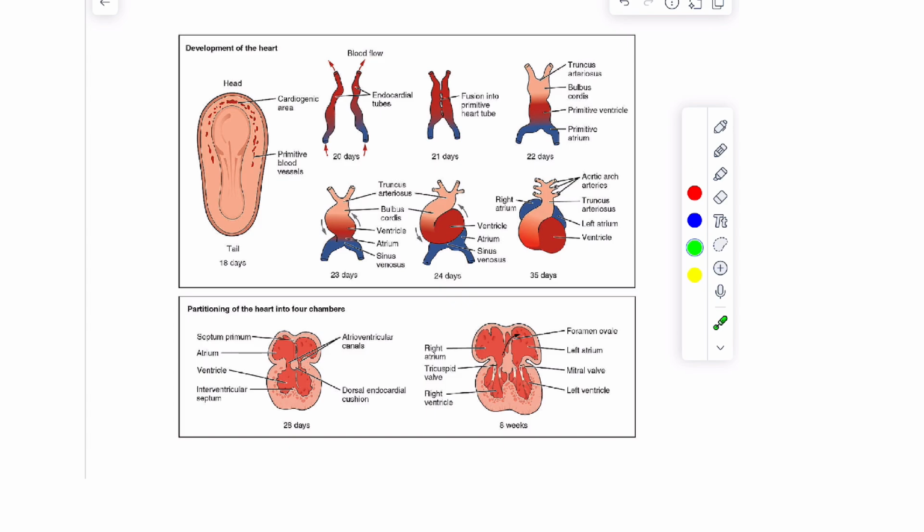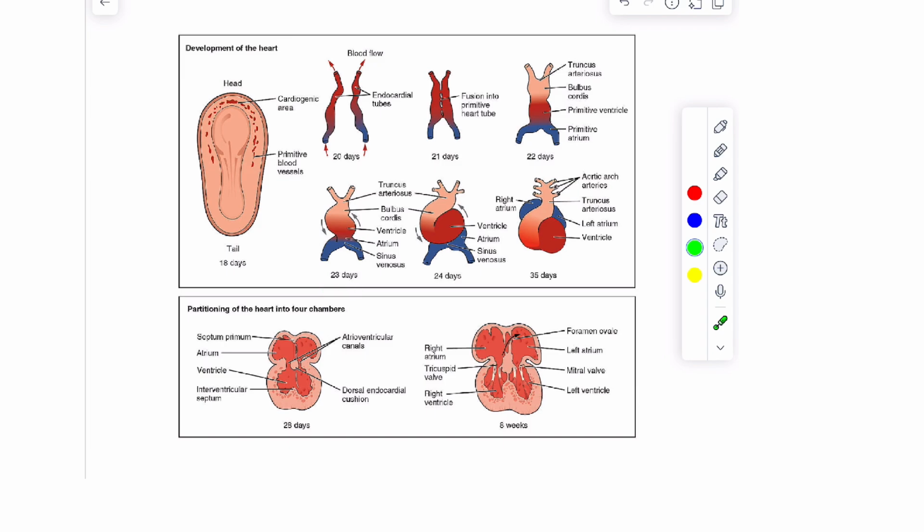Okay, so this rotation, there are different angles of rotation and all the details that we are not going to discuss here, and there can be certain pathologies also due to this malrotation, but for now we only need to know that this rotation will lead to a complete heart formation. This rotation is going to take place about the 23rd day of development.